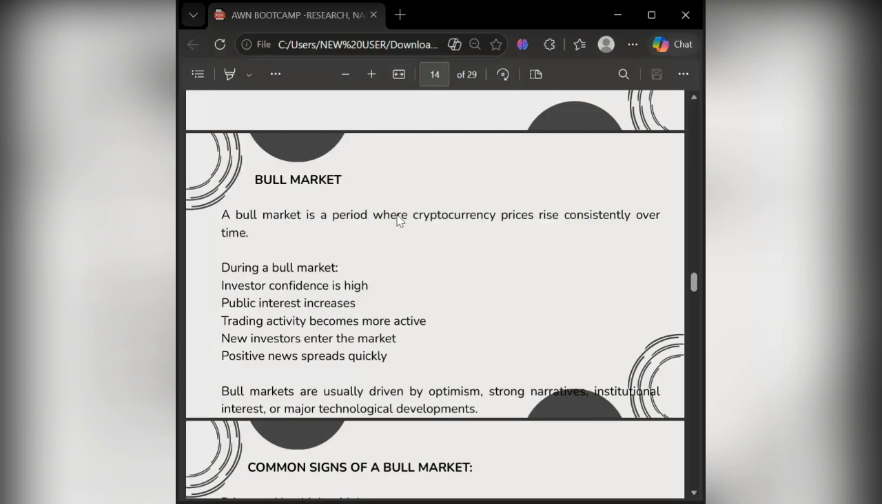So bull markets are usually driven by optimism, strong narratives, institutional interests, or major technological developments. You start seeing projects coming. You start seeing people becoming creative because when they invest this amount, they get more. So they start becoming more creative.